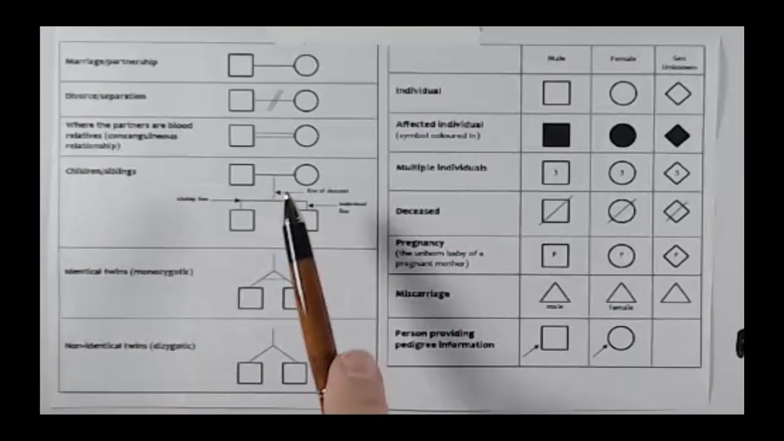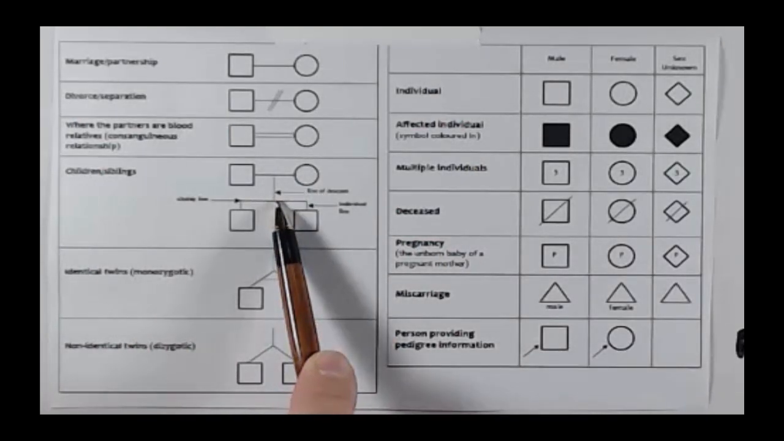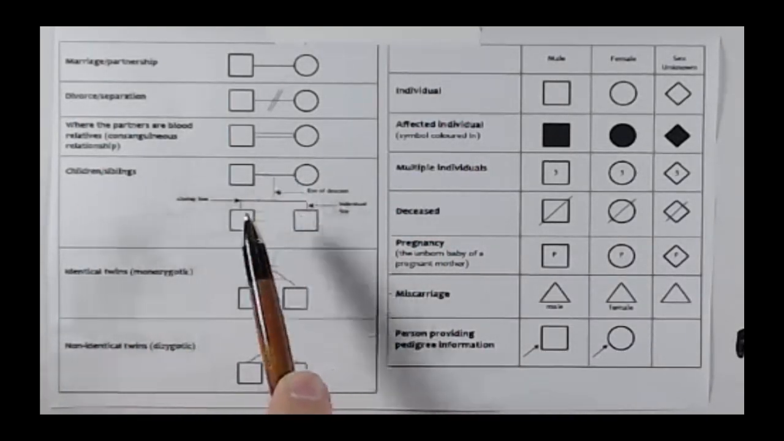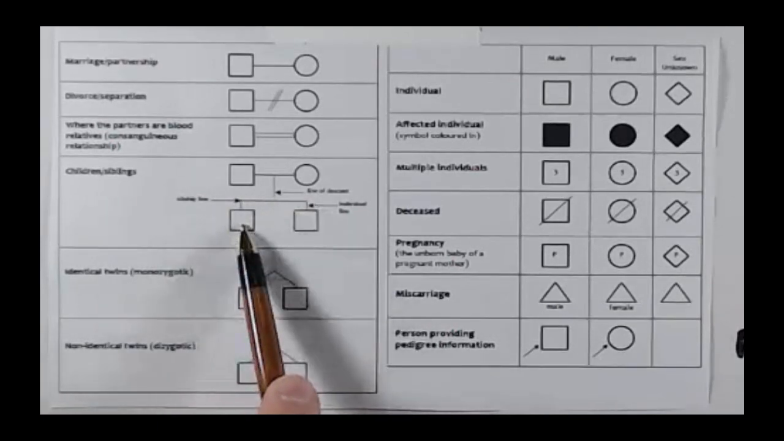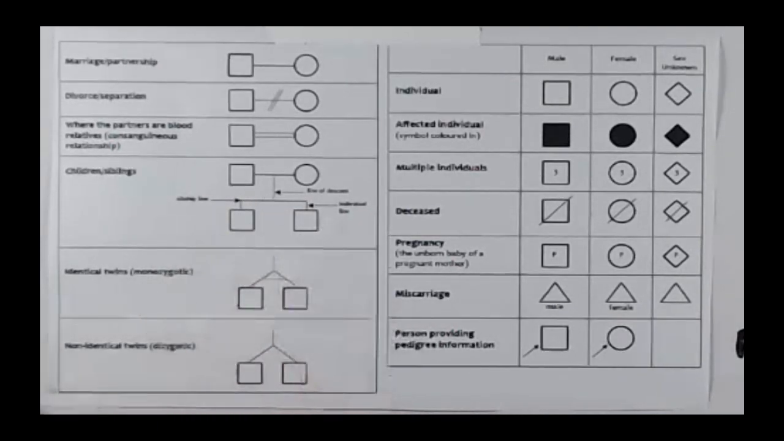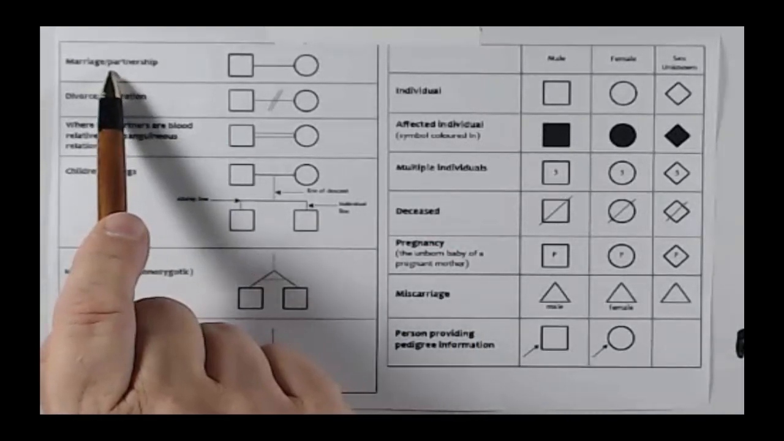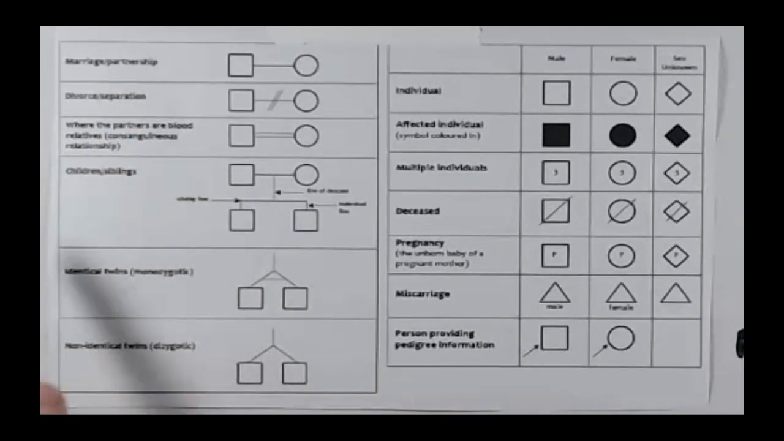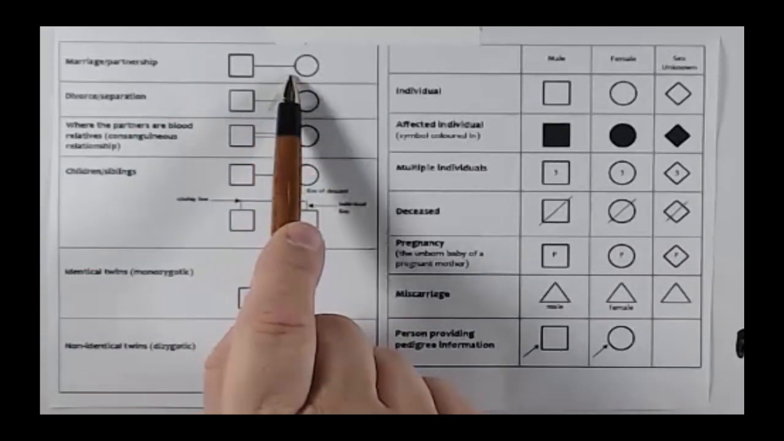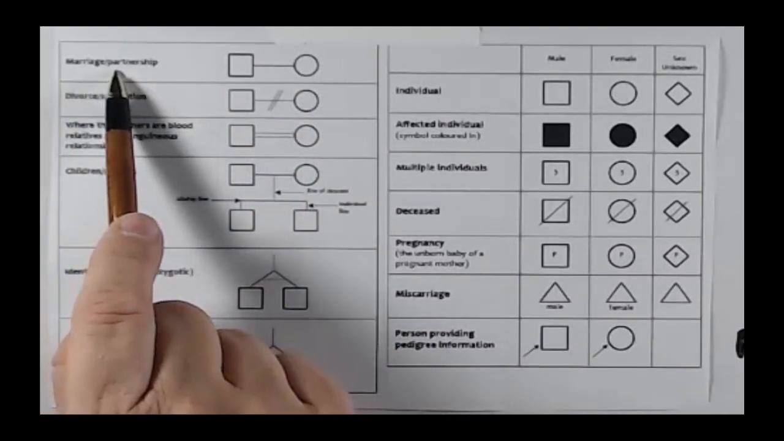Now, to show siblings, we draw a line straight down from the marriage line, and then a horizontal line connecting to each of their kids. In this case, they had 2 sons. I should also point out, it's said here, but I didn't stress it. This line between the 2 shapes doesn't just mean they're married. They could just be in partnership.